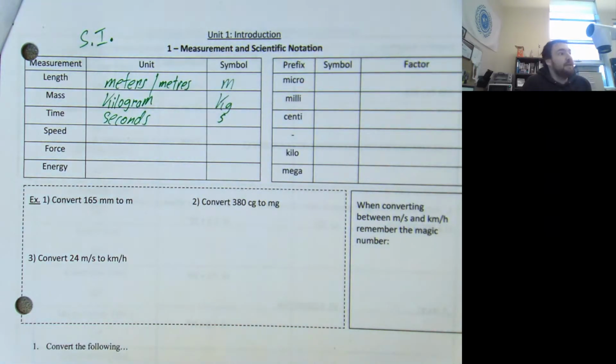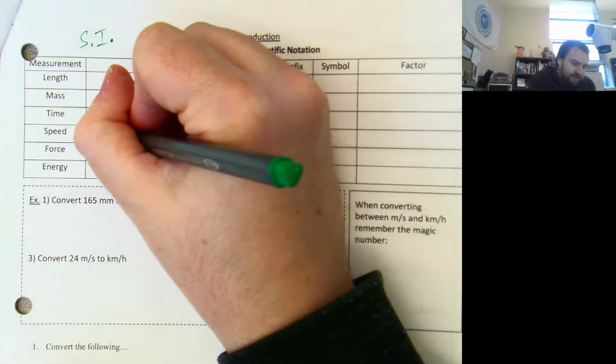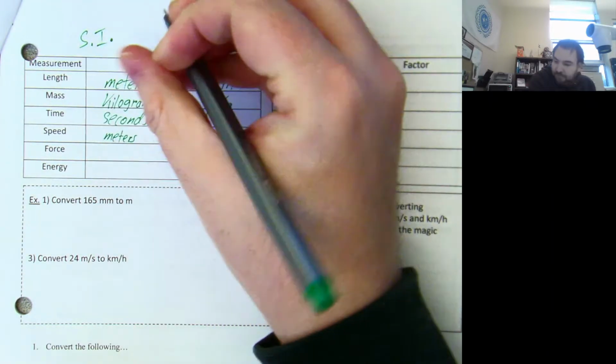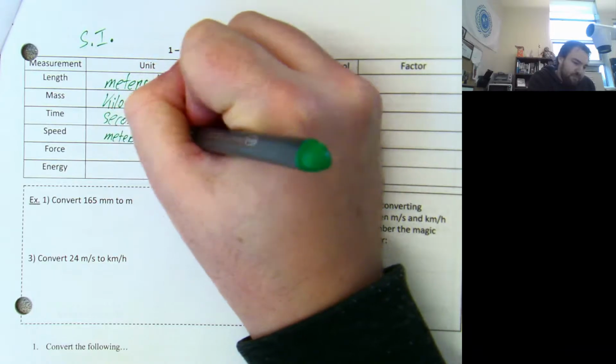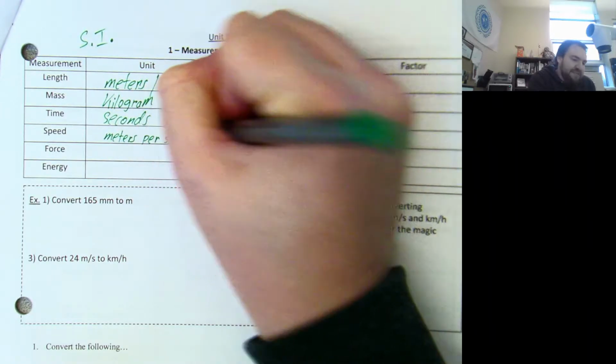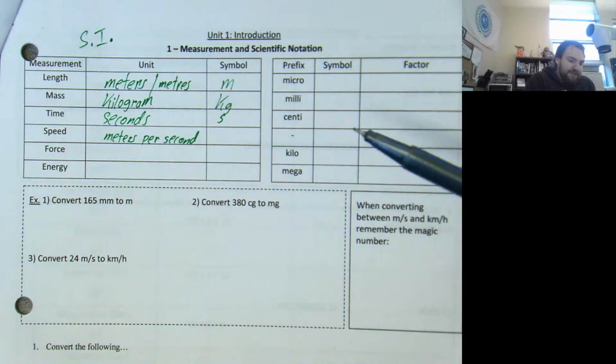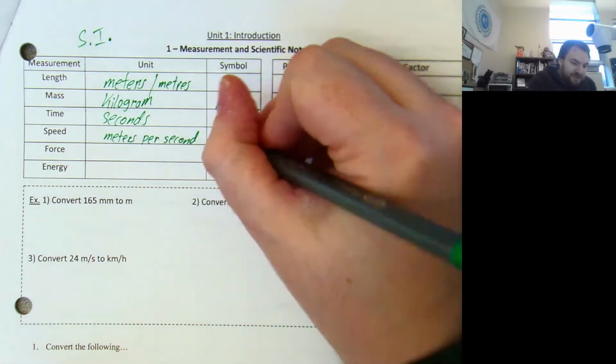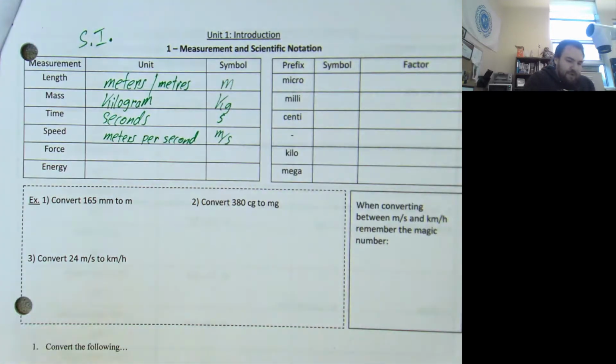Speed is meters per second. It makes sense if distances are meters and time is in seconds, then speed would be meters per second. We'll give you a handy-dandy conversion to and from kilometers per hour in a second.